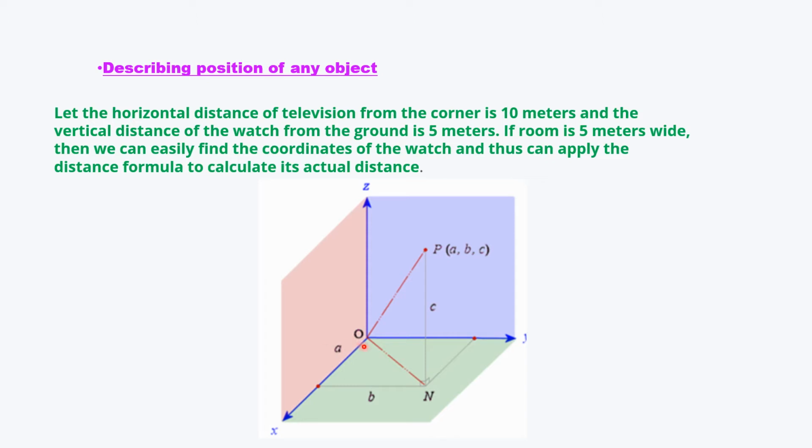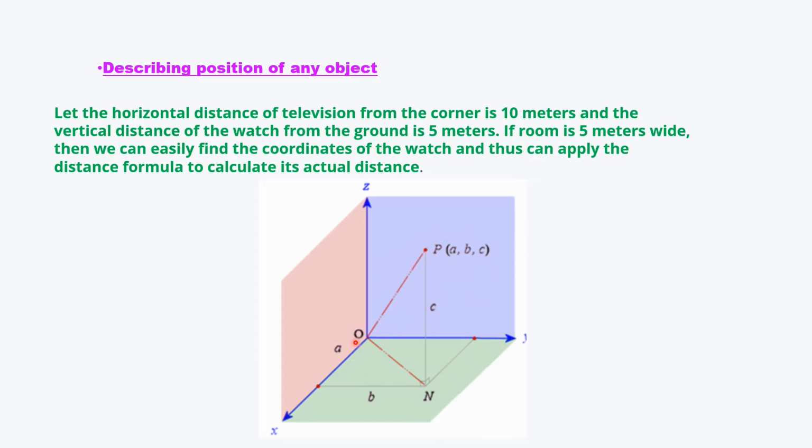Here we want to find the distance between the television and the watch, which is the distance P to N. And this distance can be measured using the distance formula. First, let us find the coordinates of P. These are the coordinates of the watch. How are they produced? Now look here.